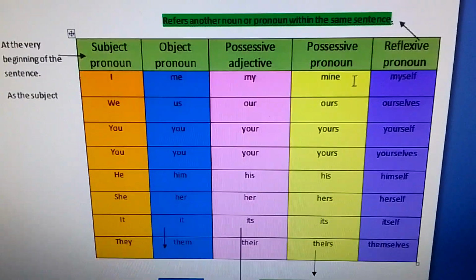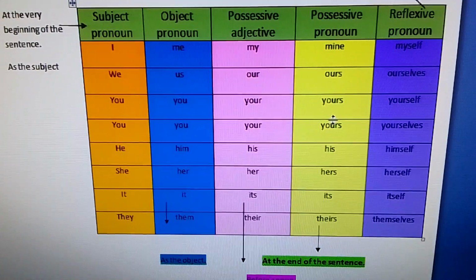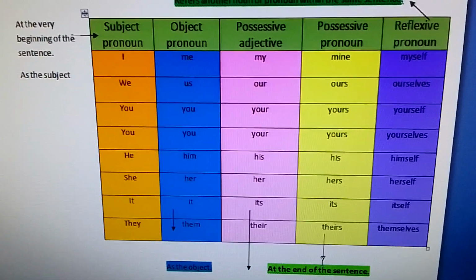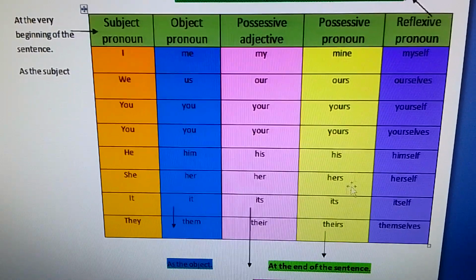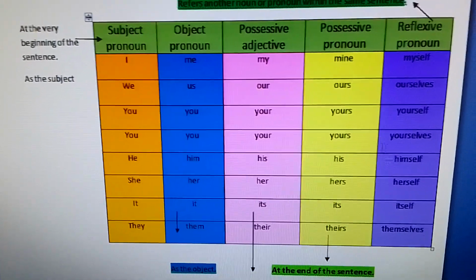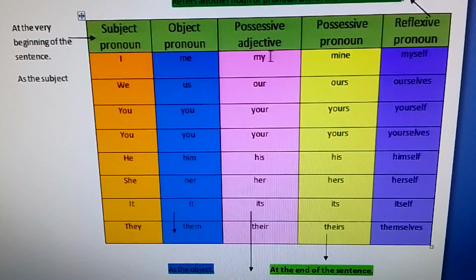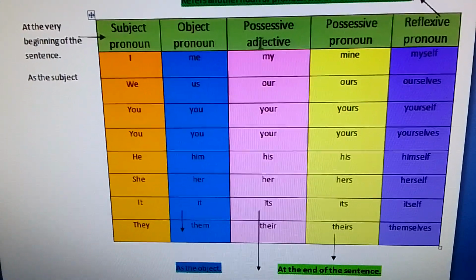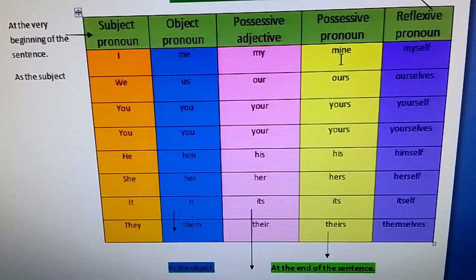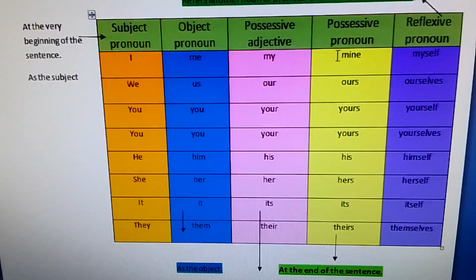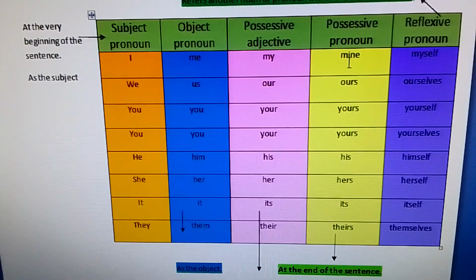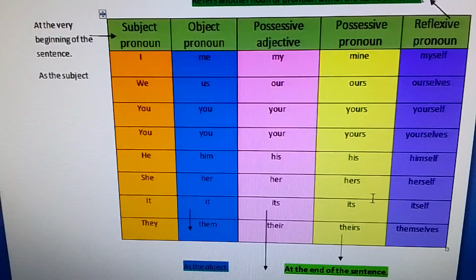Fourth one is possessive pronoun. It is same with the possessive adjective. We can use mostly the possessive pronouns at the end of the sentence. For example, this is my bag. My bag. This bag is mine. The idea is same, but we use the possessive pronoun at the end of the sentence.